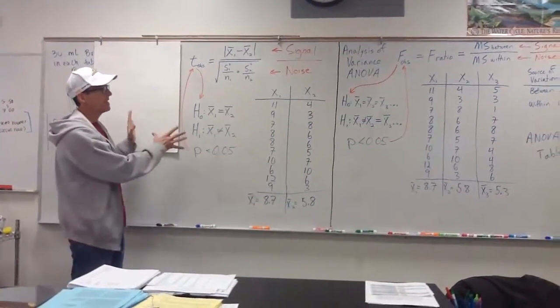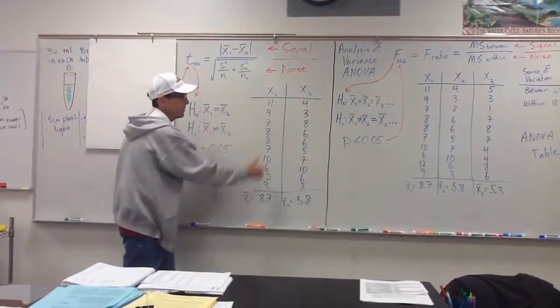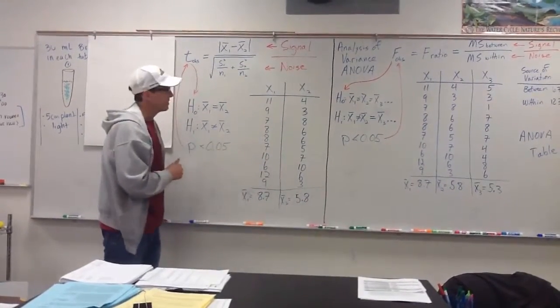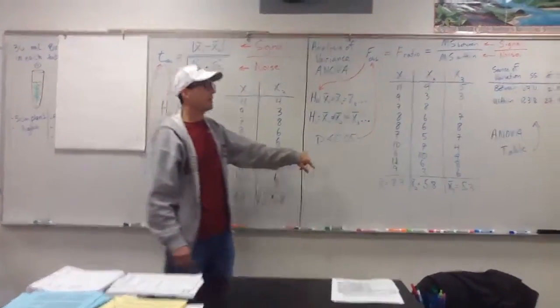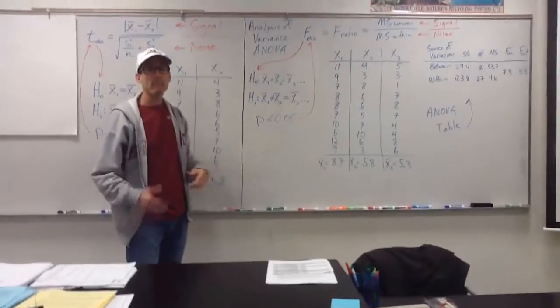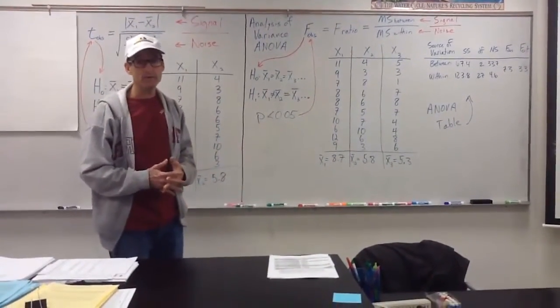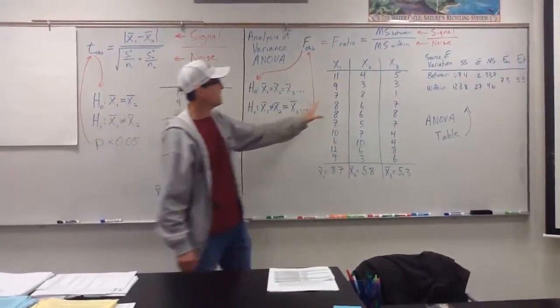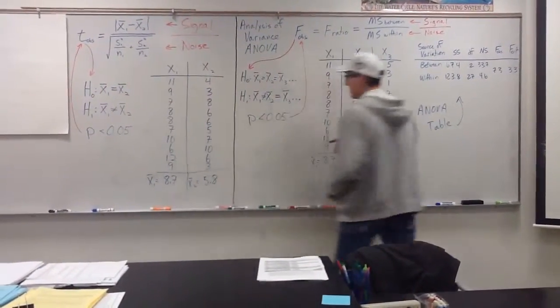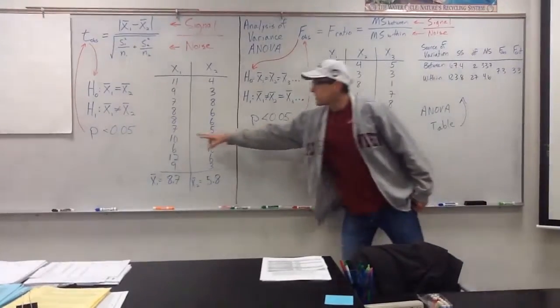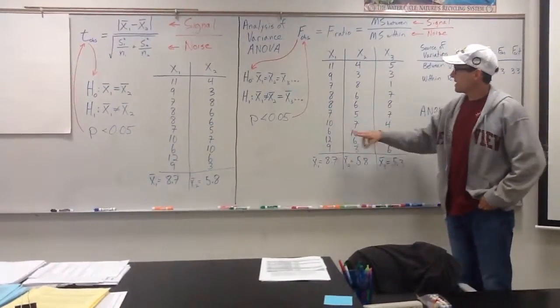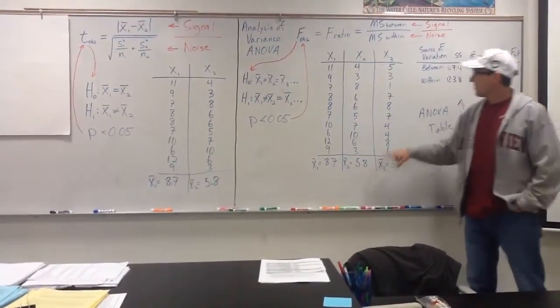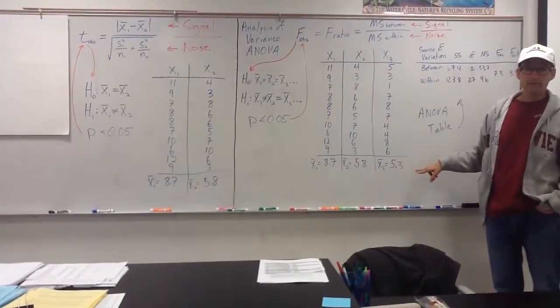So that's the t-test, and the t-test compares two sets of data to each other. The analysis of variance is used when we have more than two sets of measurements. Over here, I have the same two sets that I had with the t-test, same numbers, same means, but I've included another one that I'm comparing them to.